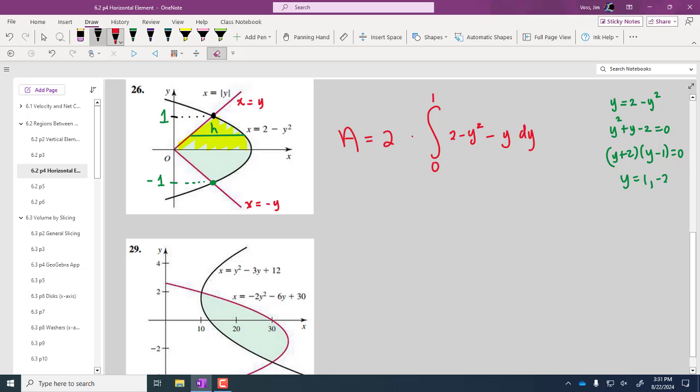And so this 2 out in front here is because we're doubling, right? That's a symmetry 2. The yellow plus whatever's below it. So that's doubling the yellow to get the full intersection area. All right, so now we're just going to integrate. So 2 multiplied by 2y minus y cubed over 3 minus y squared over 2, 0 to 1.